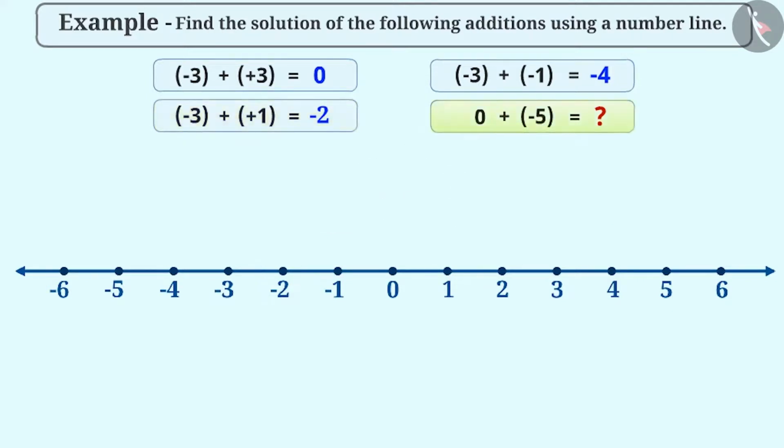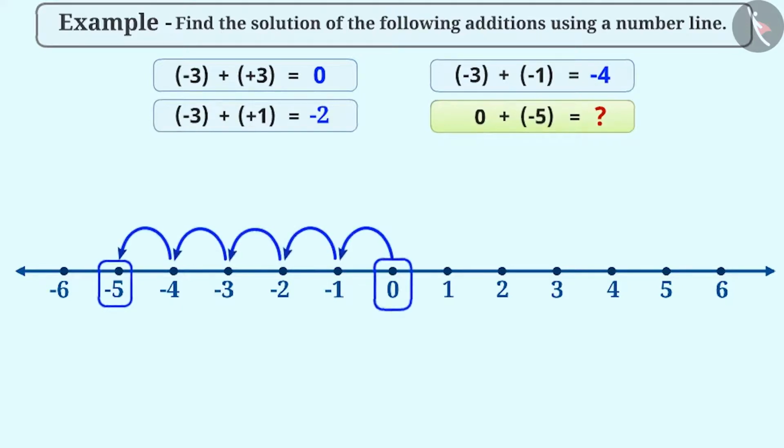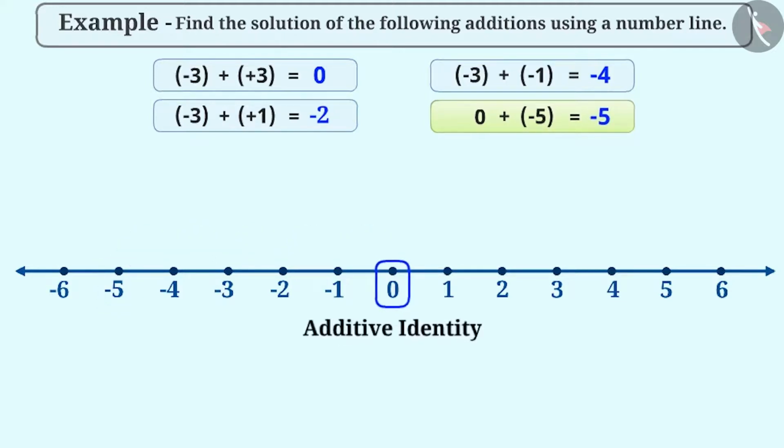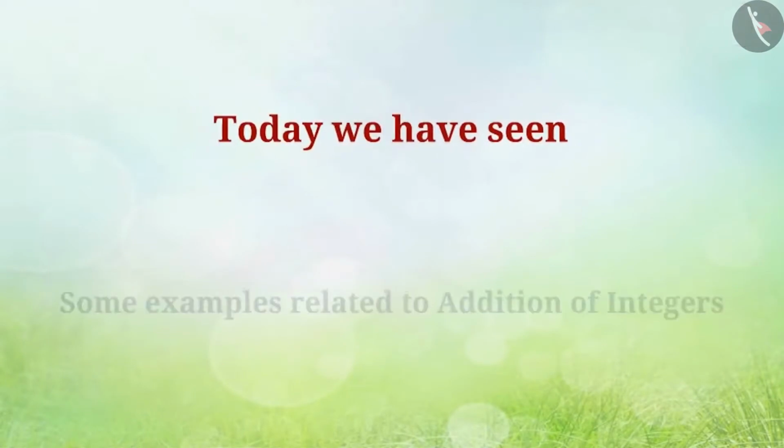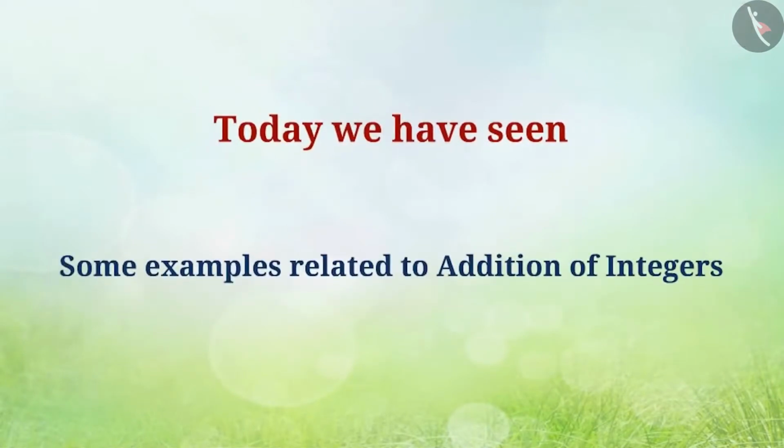Now let's talk about addition of 0 and -5. When any number is added to 0, we get the same number. This means the result is -5. Thus, 0 is called the additive identity. Today, we have seen some examples of addition of integers. In the next video, we will learn the misconceptions related to them.